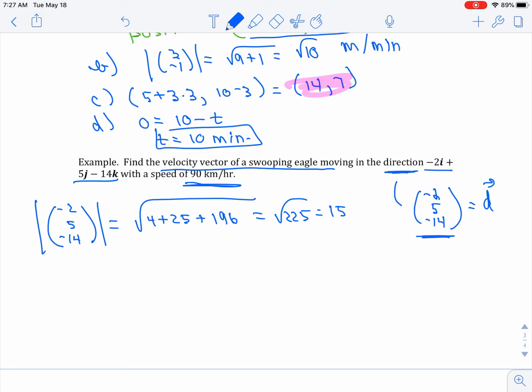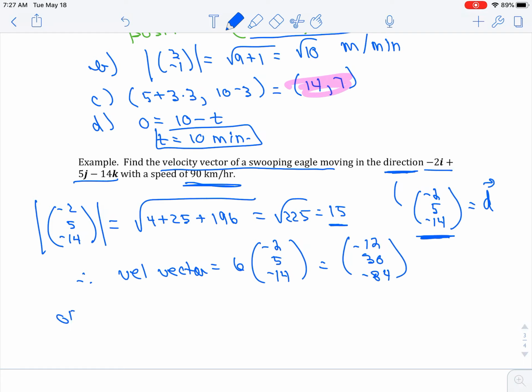There are two different ways that you can finish this. You could say this represents 15 kilometers per hour, but we need to be going 90 kilometers per hour. Since 15 goes into 90 6 times, we just need to multiply by 6. Therefore, our velocity vector is 6 times (-2, 5, -14), and that gives us (-12, 30, -84).